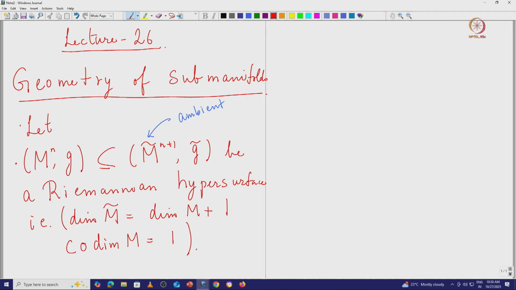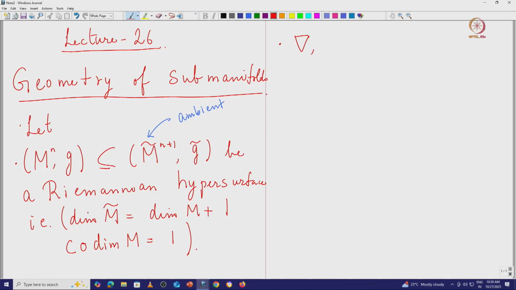The entire discussion that we are going to have today has an analog even for higher codimensional submanifolds, but since most of the examples that we are interested in will arise as hypersurfaces inside Euclidean space, for instance like the sphere, for simplicity I thought we could restrict our attention to hypersurfaces for these lectures. So I am going to denote the Levi-Civita connections by nabla and nabla tilde respectively.